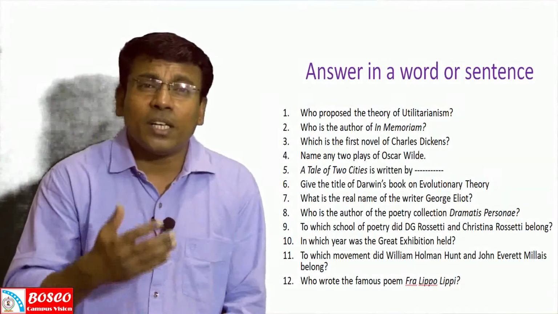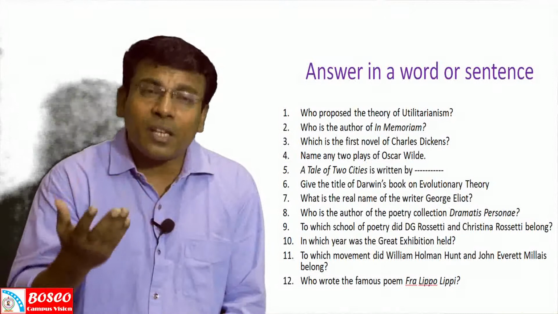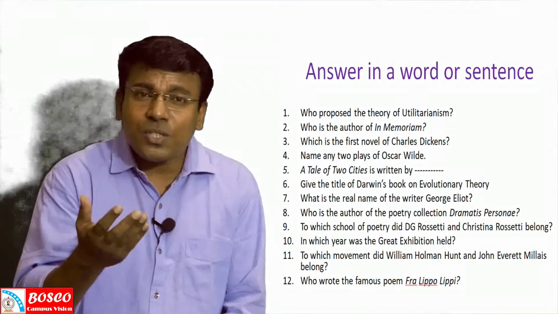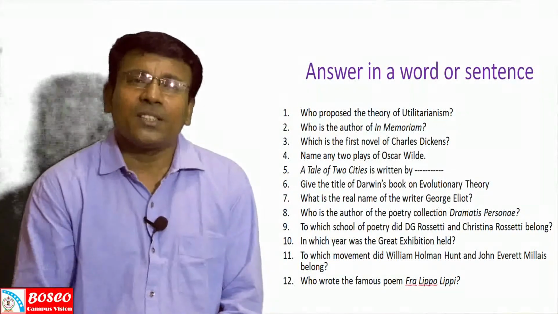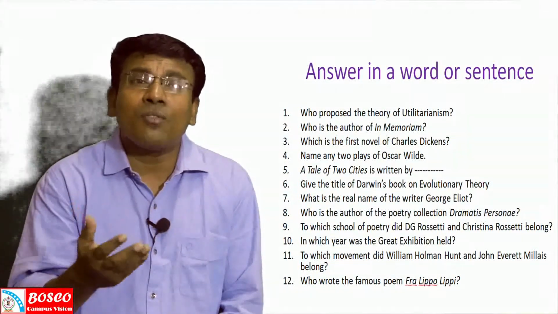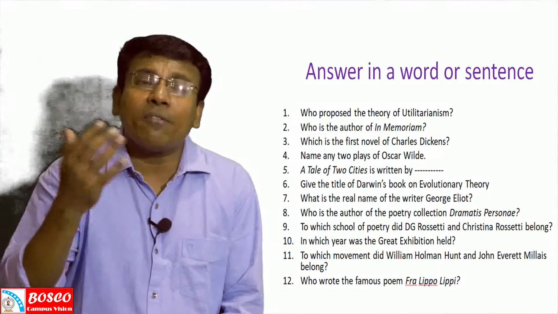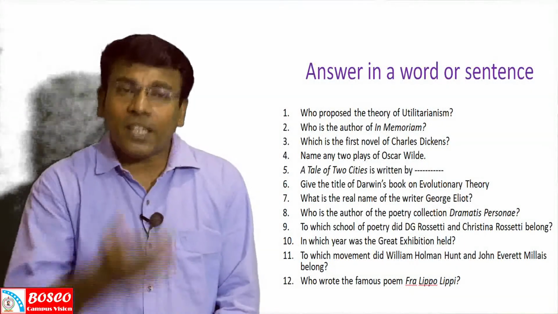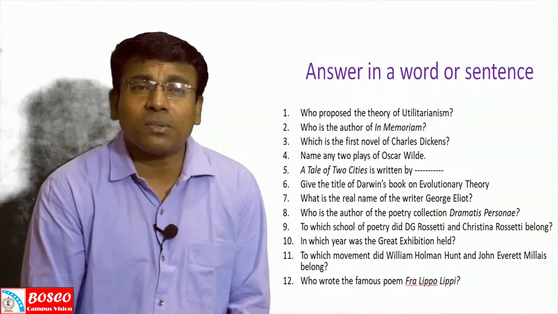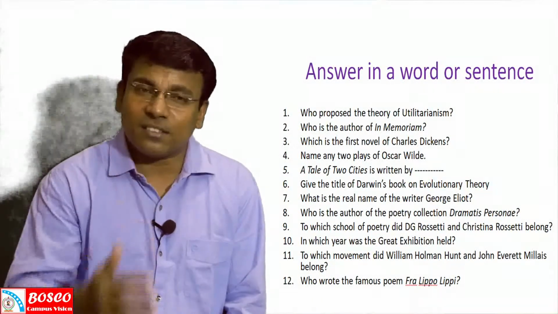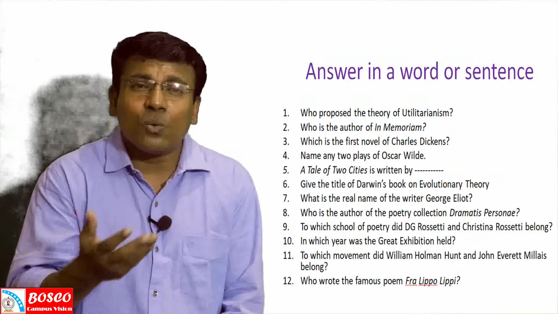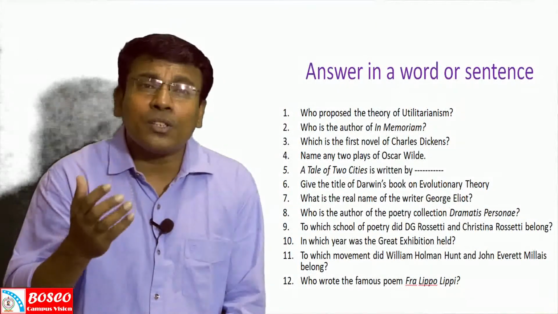The fourth one, name any two plays of Oscar Wilde. The fifth question, A Tale of Two Cities is written by whom? The sixth question, give the title of Charles Darwin's book on evolutionary theory. The seventh question that appeared in one of the question papers is, what is the real name of the writer George Eliot?